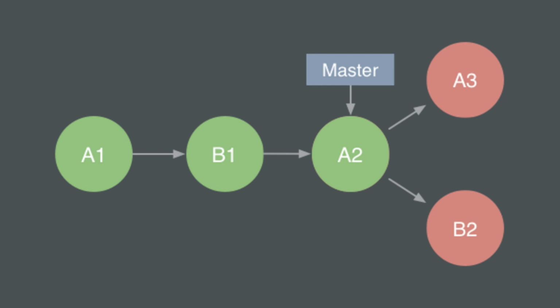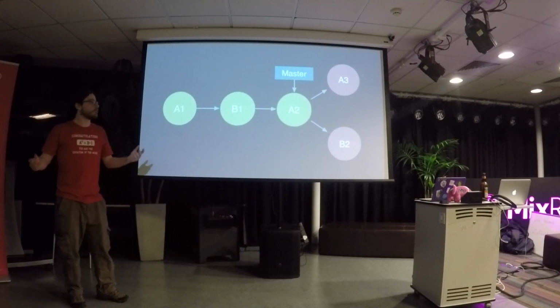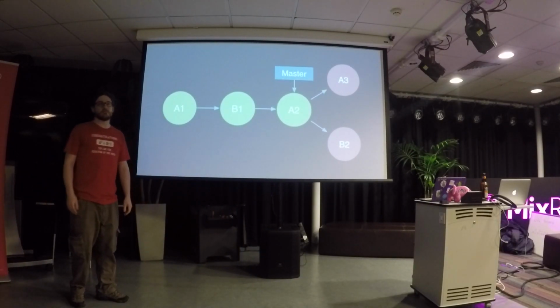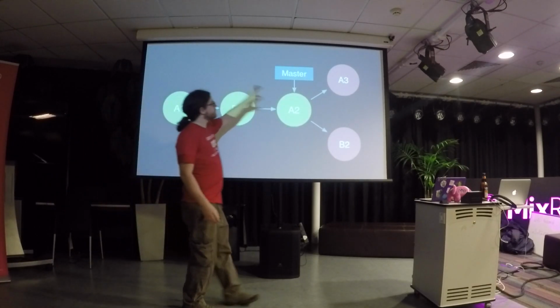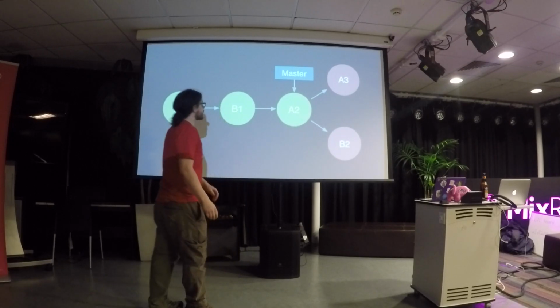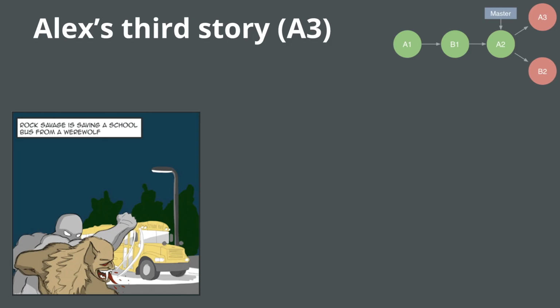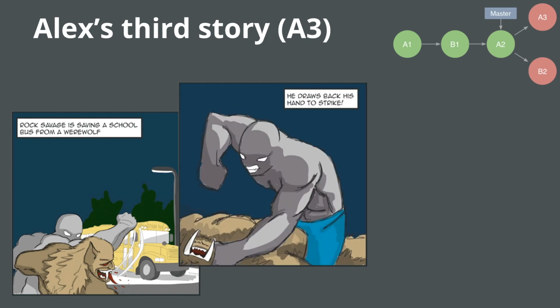It's set for logic and reason. So, at this point, the comic's selling like wildfire, as I'm sure you can all imagine from the sparkling quality of my writing. Master is still on A2, and they get Alex and Bryce to write another story. So they're like, come on, guys, we need to start cranking these out. So Alex's third story, Rock Savage is saving a school bus from a werewolf, because that's like what werewolves do.